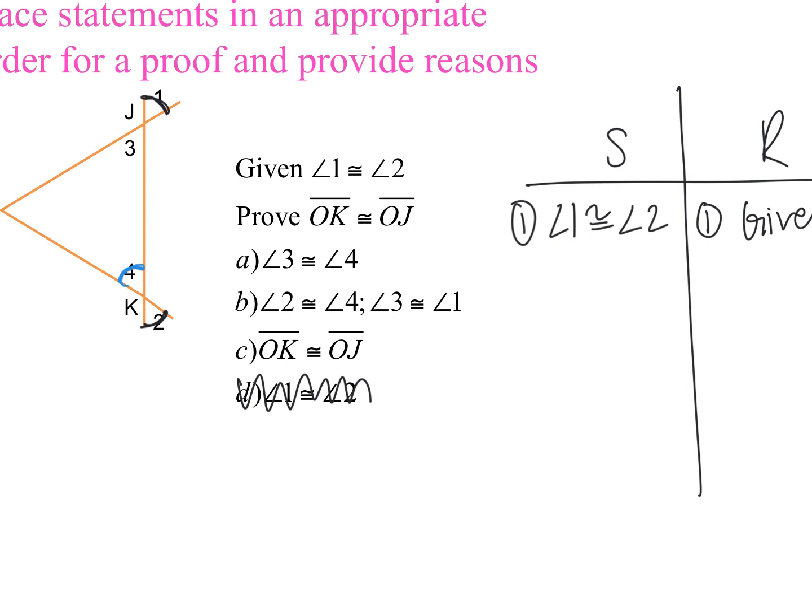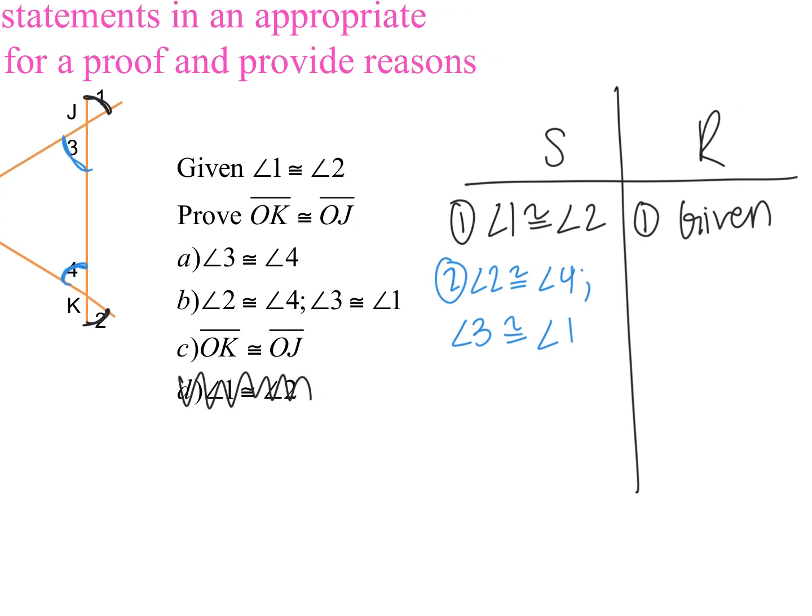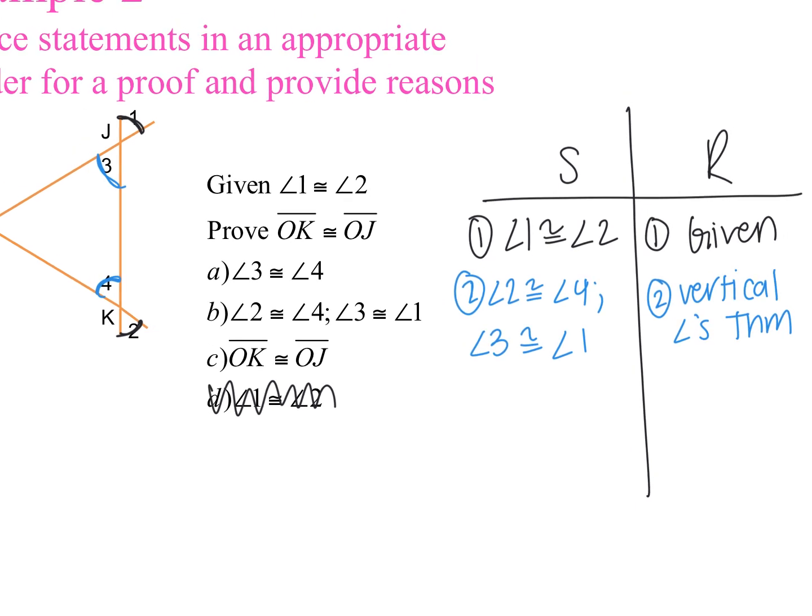I need to state that angle 2 is congruent to angle 4, and angle 3 is congruent to angle 1. Okay, how do I know that? Vertical angles. Vertical angles theorem. Do we all see how I'm getting vertical angles theorem?